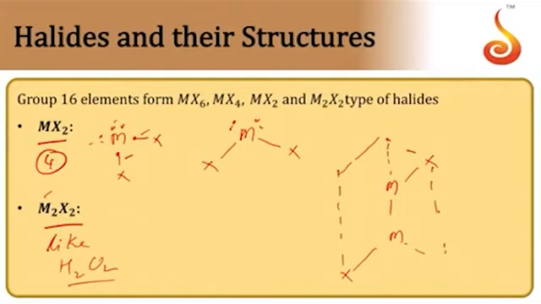So something like an open book structure, like the H2O2 structure, that is, oxygen atoms in the spine of the book and the leaves contain 2 hydrogen atoms. So something similar to the H2O2 structure we have. These are the structures of halides now.